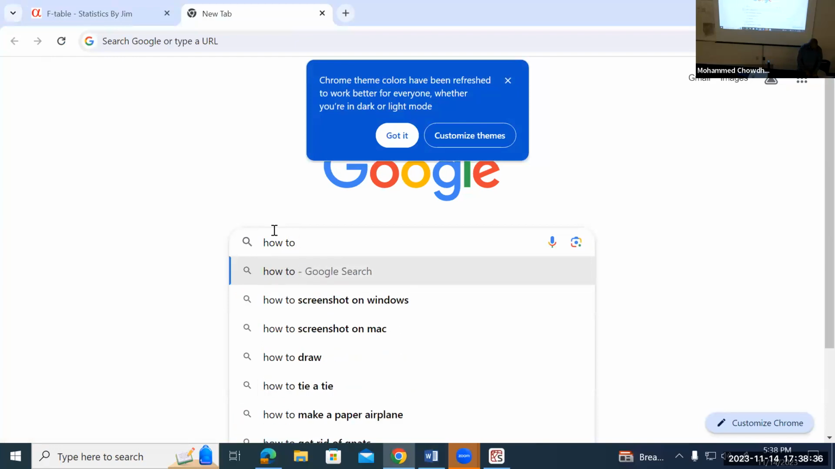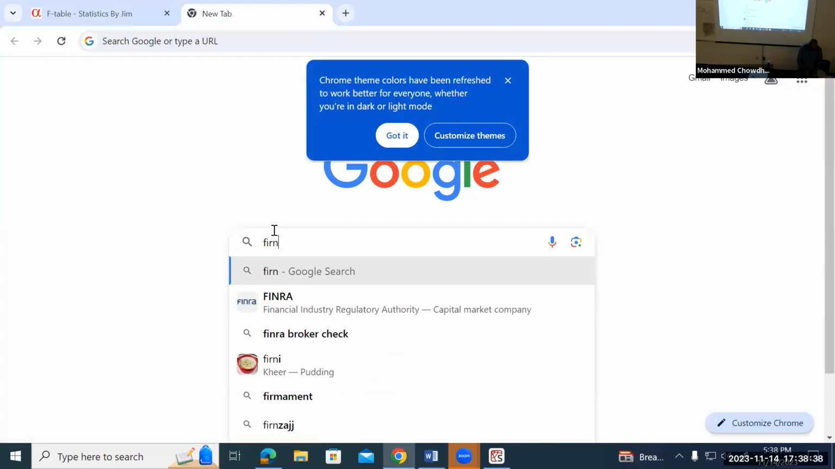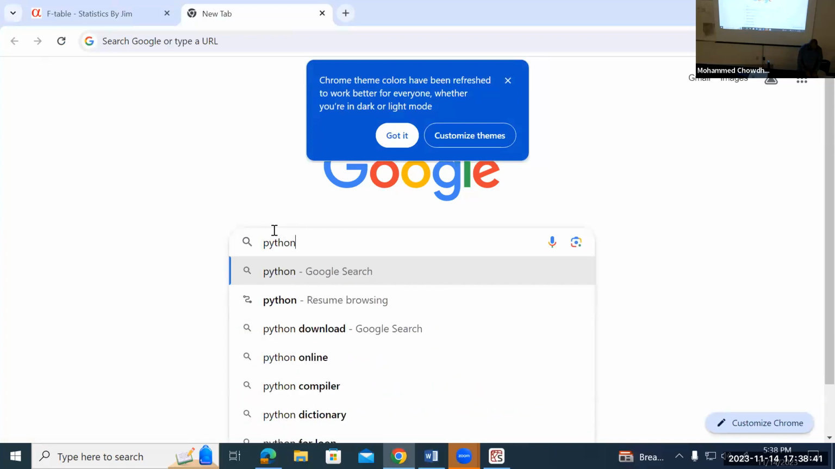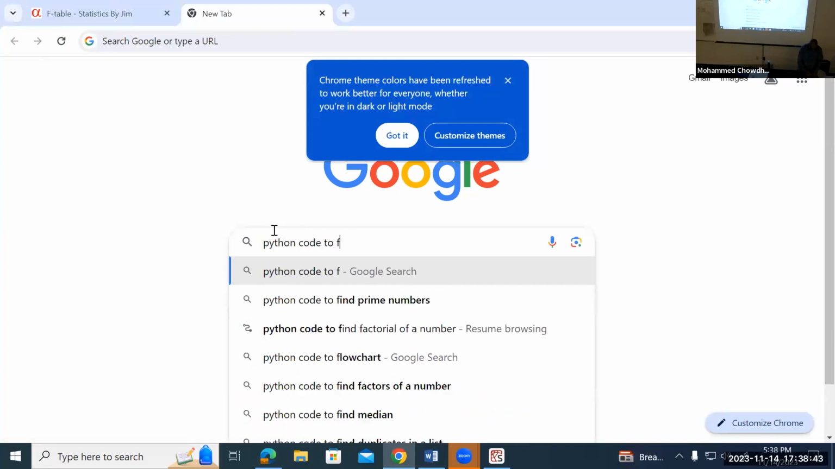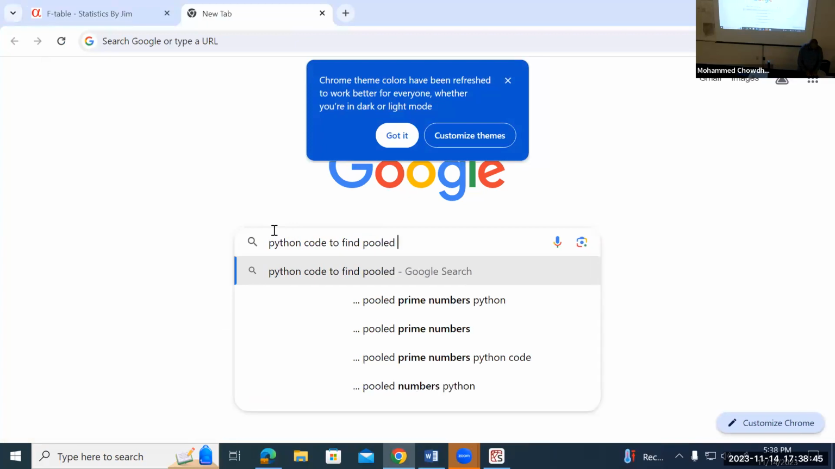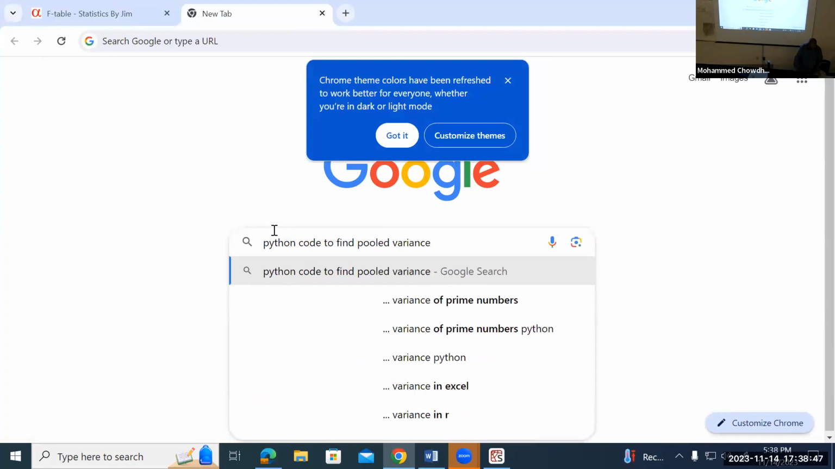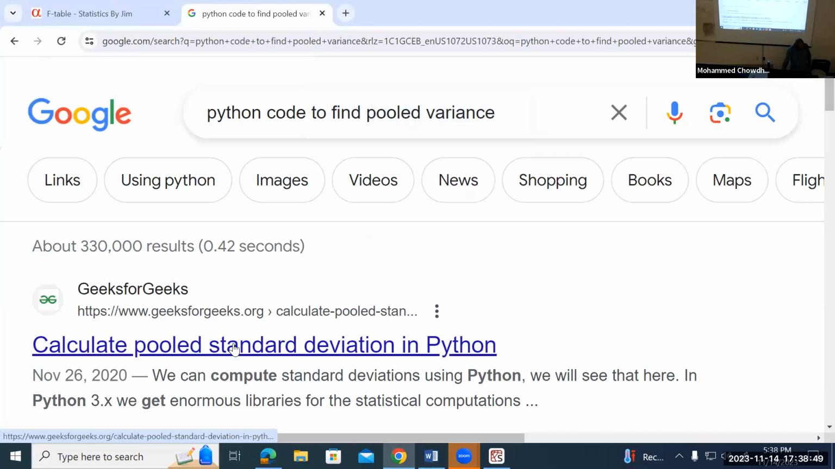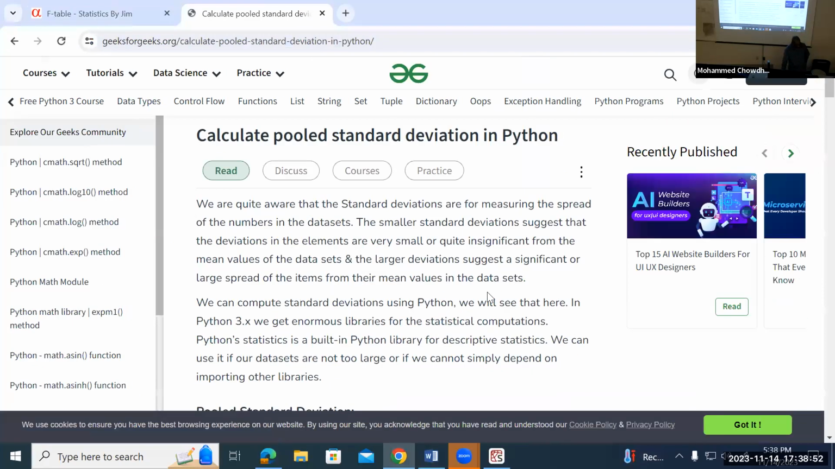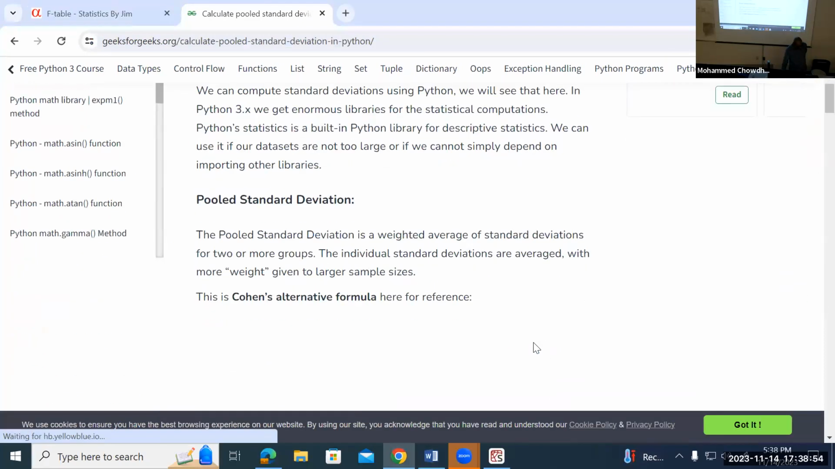How to find Python code to find pooled variance, and definitely it is coming. Calculate pooled standard deviation in Python. See, some people are doing our work.